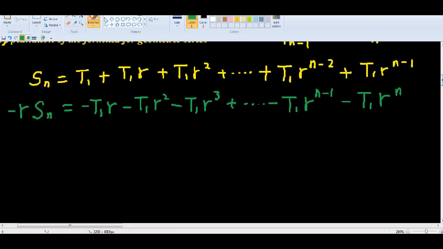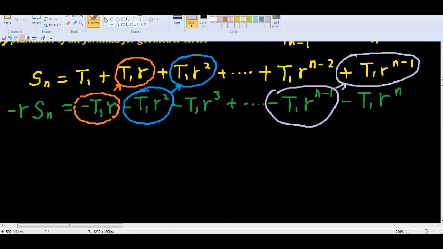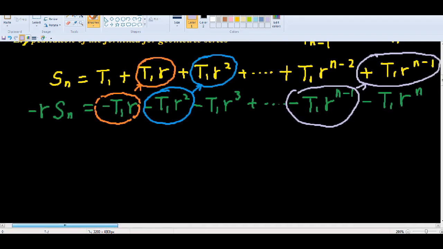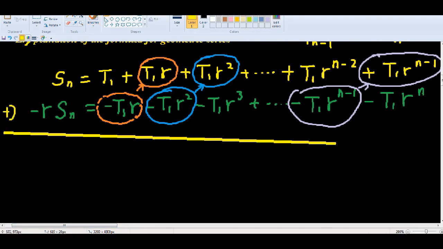Okay, so what happens here, you can see this term looks the same as this term, right? And also this term looks the same as this term, all right? And also this term looks the same as this one. All right, so if we try to add them together, what happens?